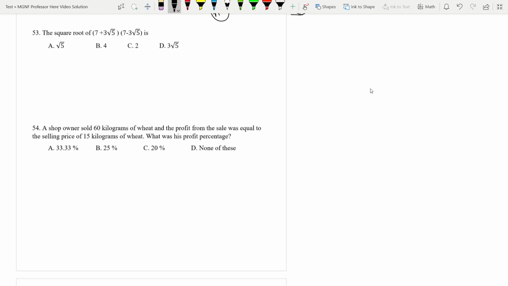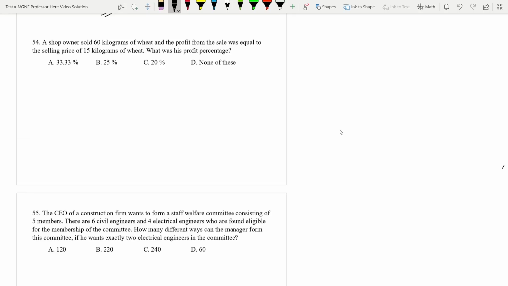Okay, let's open these brackets. 7 plus 3 root 5. (a plus b) into (a minus b) gives a square minus b square. So 49 minus 9 into 5, which gives 4. Square root of 4 is 2. So the answer is C.